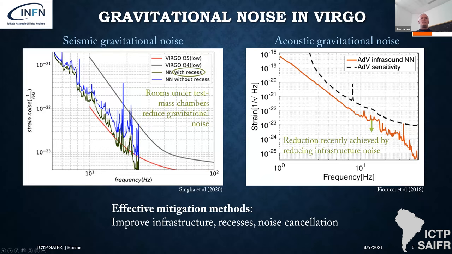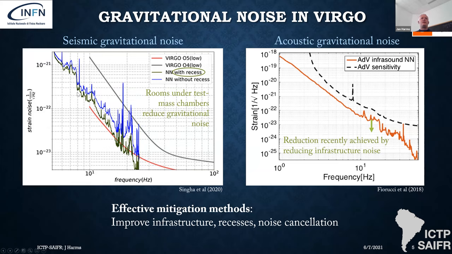So this is just to say, at these higher frequencies, having such rooms under test masses, which you can generally call a recess, you already achieve some interesting noise reduction. At very low frequencies, it's not so effective anymore, because it's really the dimension of this recess relative to the length of the seismic waves which matters here.